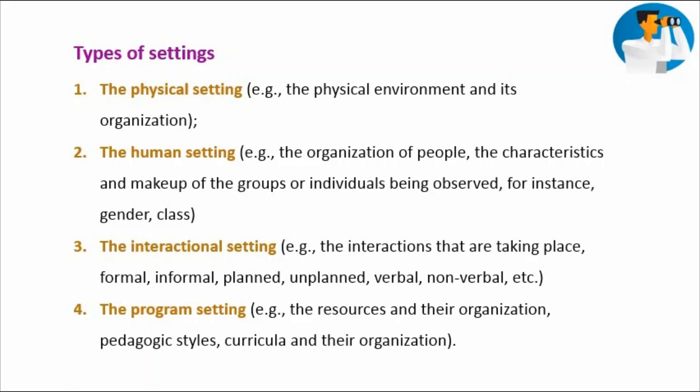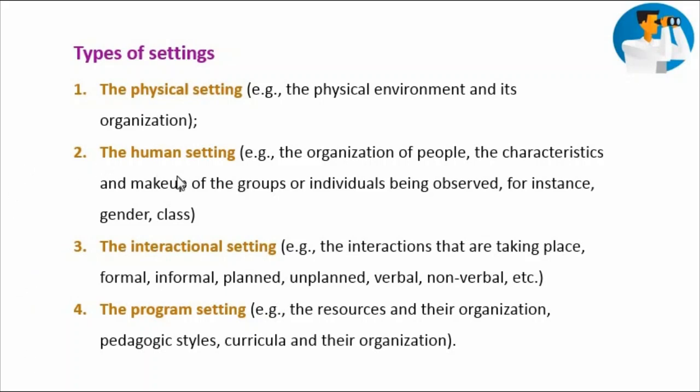And here we have types of settings. This is related to the goal of the study, the objective of the researcher. The first type of setting is the physical setting, for example, the physical environment and its organization. In some types of research, the physical environment is important, like in cultural studies. The researcher may be interested in the objects themselves which exist in the environment and how they are arranged, how they are organized. The task of the researcher is to provide a description of this physical setting.